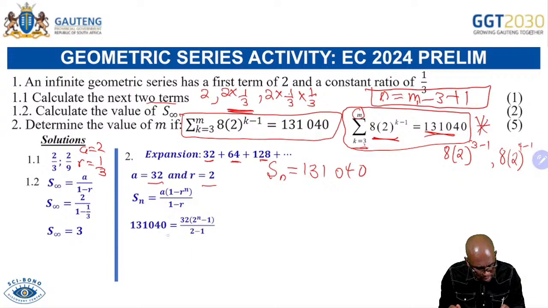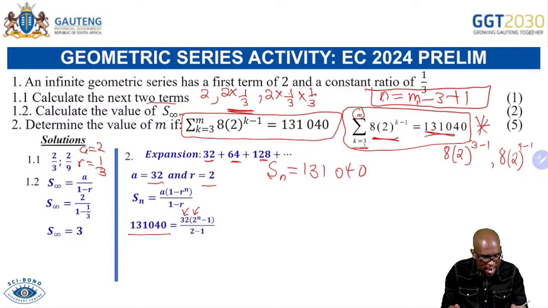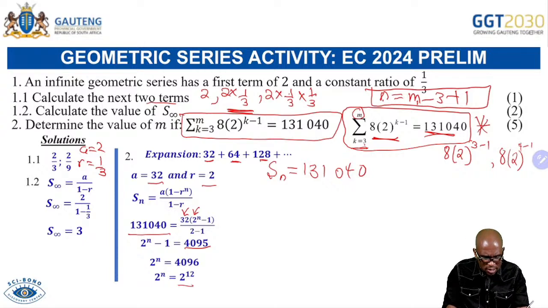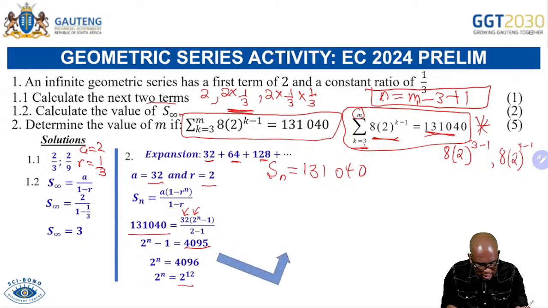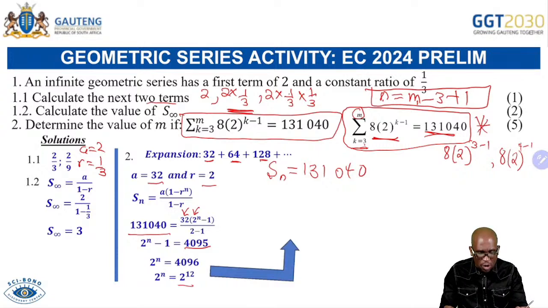Now we are going to substitute that into the sum formula. We substitute the 131,040. Where we see a, we put 32. Where we see r, we put 2. And then we want to solve for n. Going on with that, we can simplify it and get 2 to the exponent n minus 1 is 4096. Transposing the 1, we get that 2 to the exponent n is 4096. Here it was 4095. So from there, we write this as a prime base, 2 to the exponent of 12. If the bases are the same, the exponents are equal, so n is equal to 12.